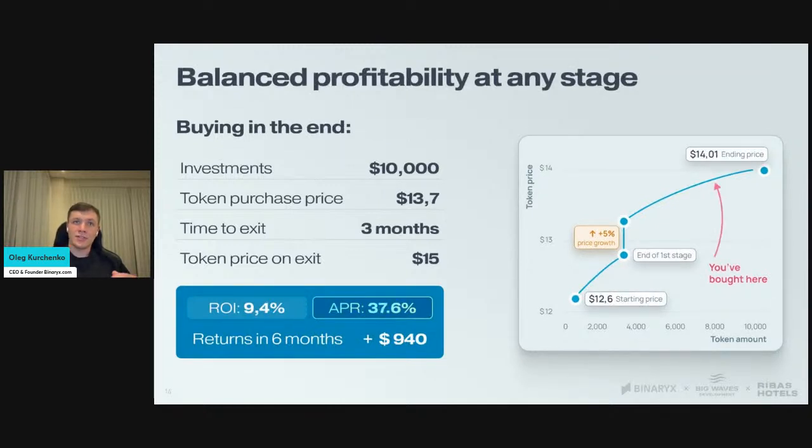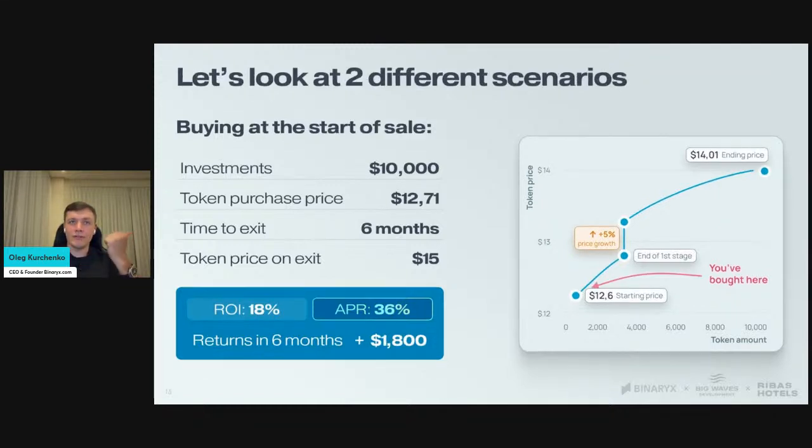And here is the second scenario. For example, just 3 months are left until the property construction is finished, and you start investing at the late stage, with a token price of $13.70. Because the time to exit is shorter, your APR is almost the same as before.